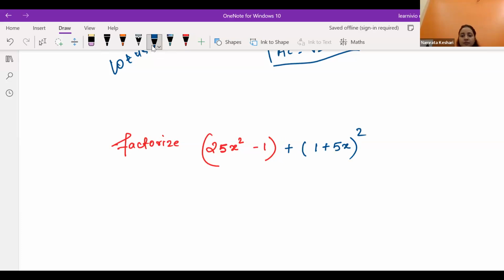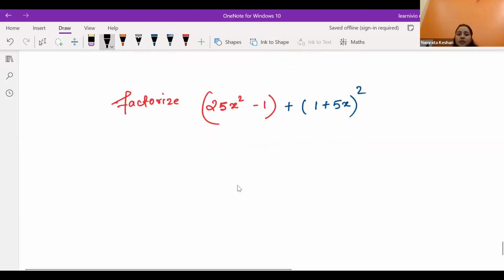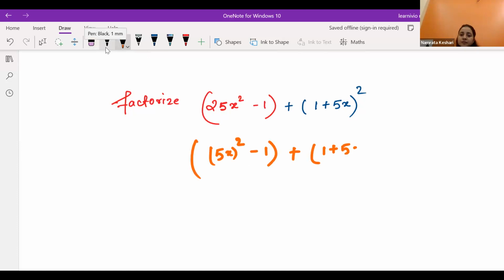Yes, from the class. Okay, let's do it. Can we write it as a square minus b square format? Can we? Yes, we can. 25x square can be written as 5x complete square, right? And 1 will be as it is. Now this will be a plus b, a minus b, right?